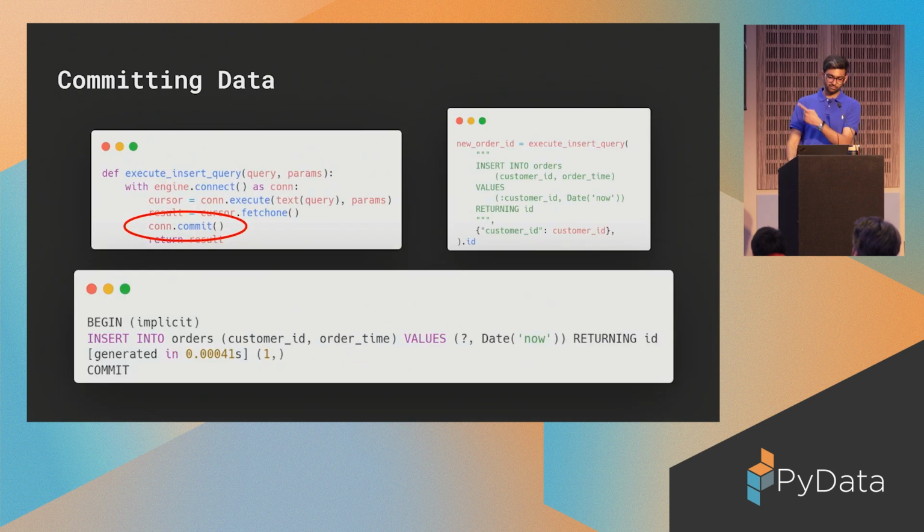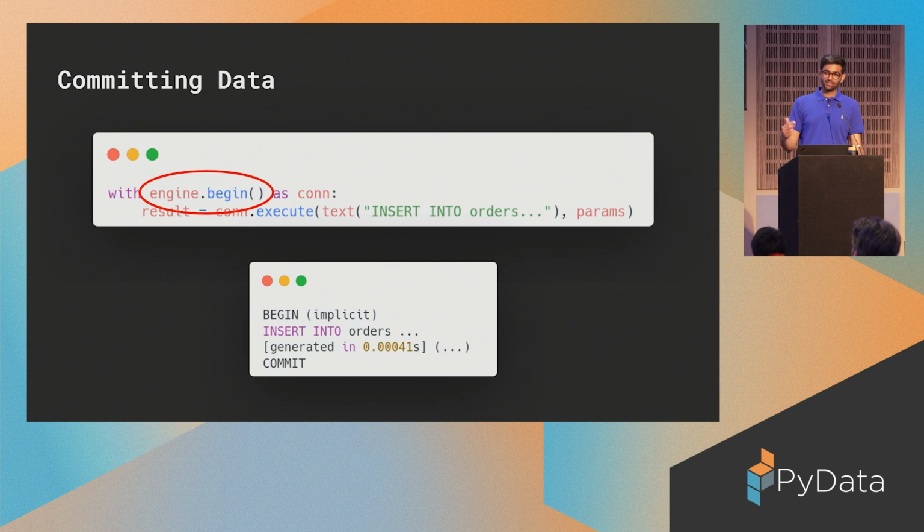Yep, this is a red circle if you guys hadn't seen it. There's another strategy called begin once, where we use engine.begin, where we don't need to manually say connection.commit every time. It will automatically invoke commit while exiting the context manager. And here you can see that commit was automatically logged.